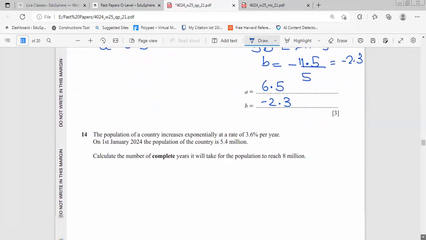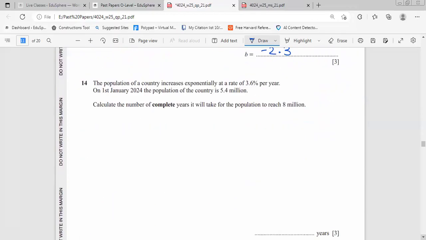Moving on to the next question. This is question number 14. This says that the population of the country increases exponentially at the rate of 3.6% per year. On the 1st January, the population of the country is 5.4 million. So this is 5.4 million, this is 3.6%. We have to calculate the number of complete years. So basically we have to find out the time value.